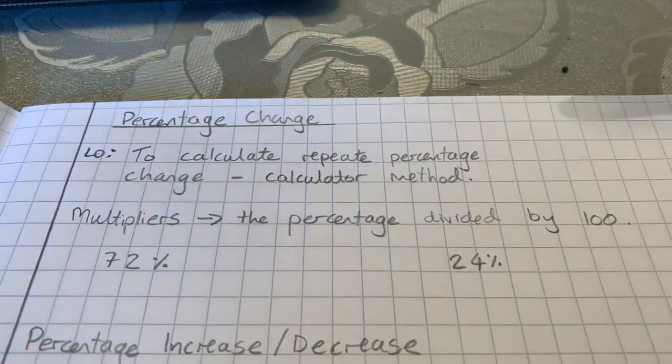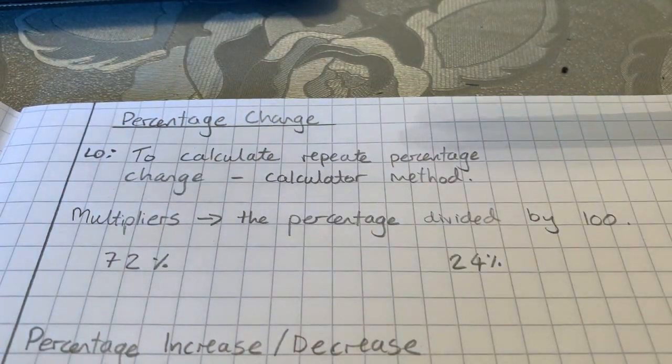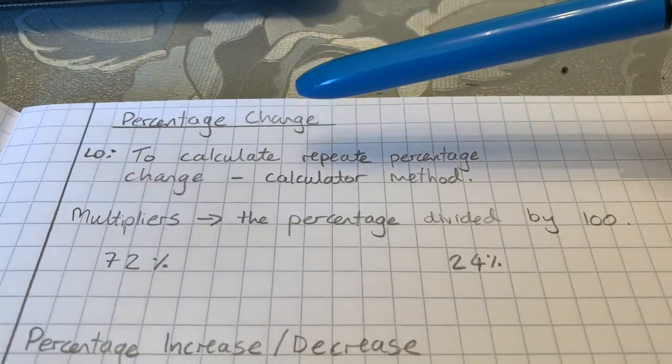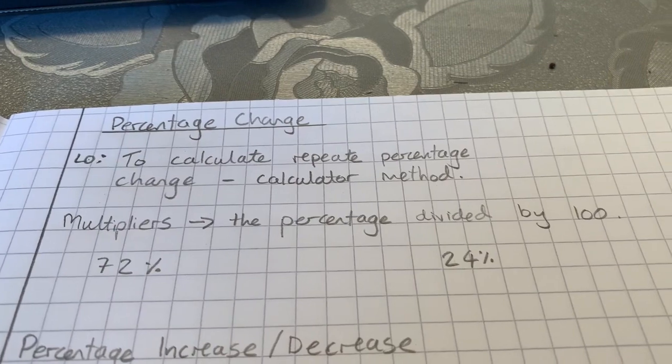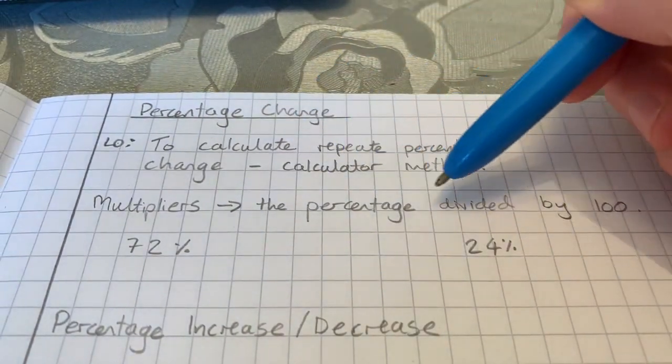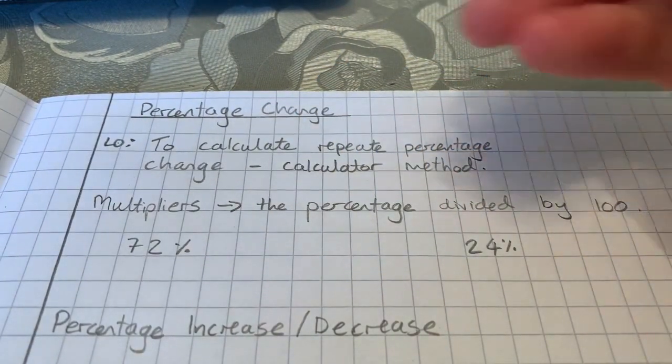This is going over percentage change and calculating repeat percentage change using a calculator this time. So key things you need to remember or know to do this. First thing is multipliers. Understand that a multiplier is a percentage divided by 100. You'll need to know these.